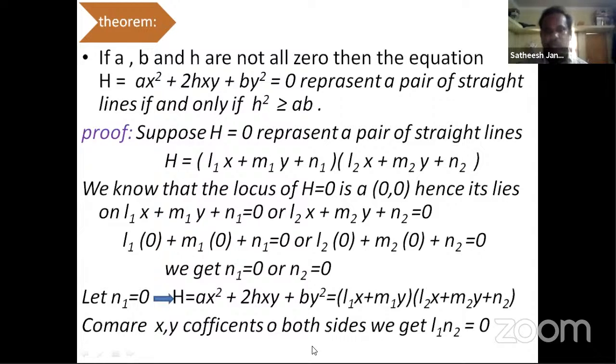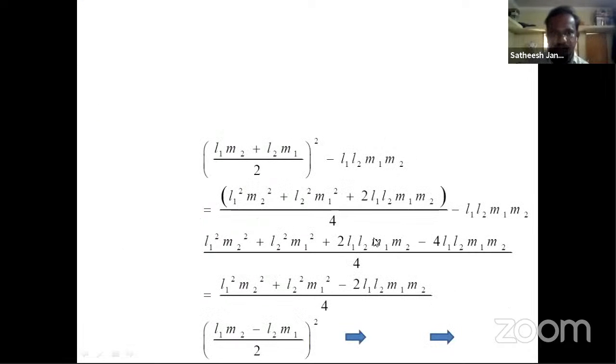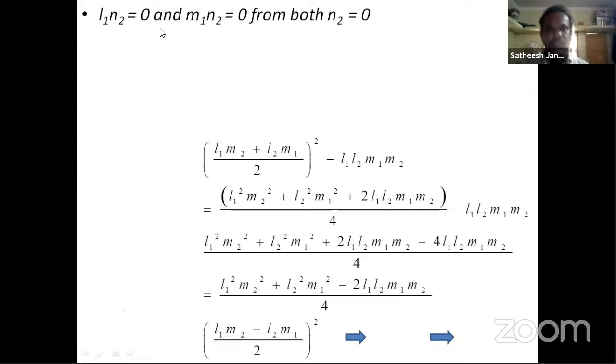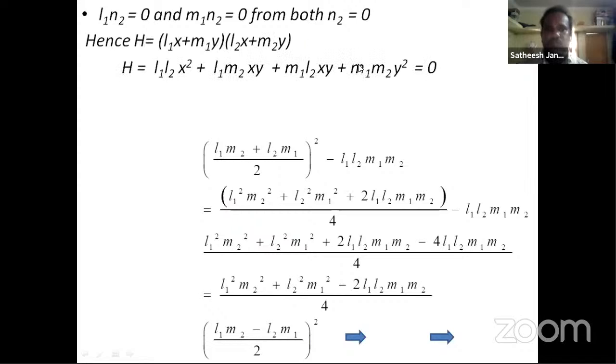Comparing the xy terms on both sides, we get L1 N2 is equal to 0 and M1 N2 is also equal to 0. Observe both products: L1 N2 is 0 and M1 N2 is also 0. From both of the combinations, we take N2 is equal to 0. That means hence h is equal to L1x plus M1y into L2x plus M2y.